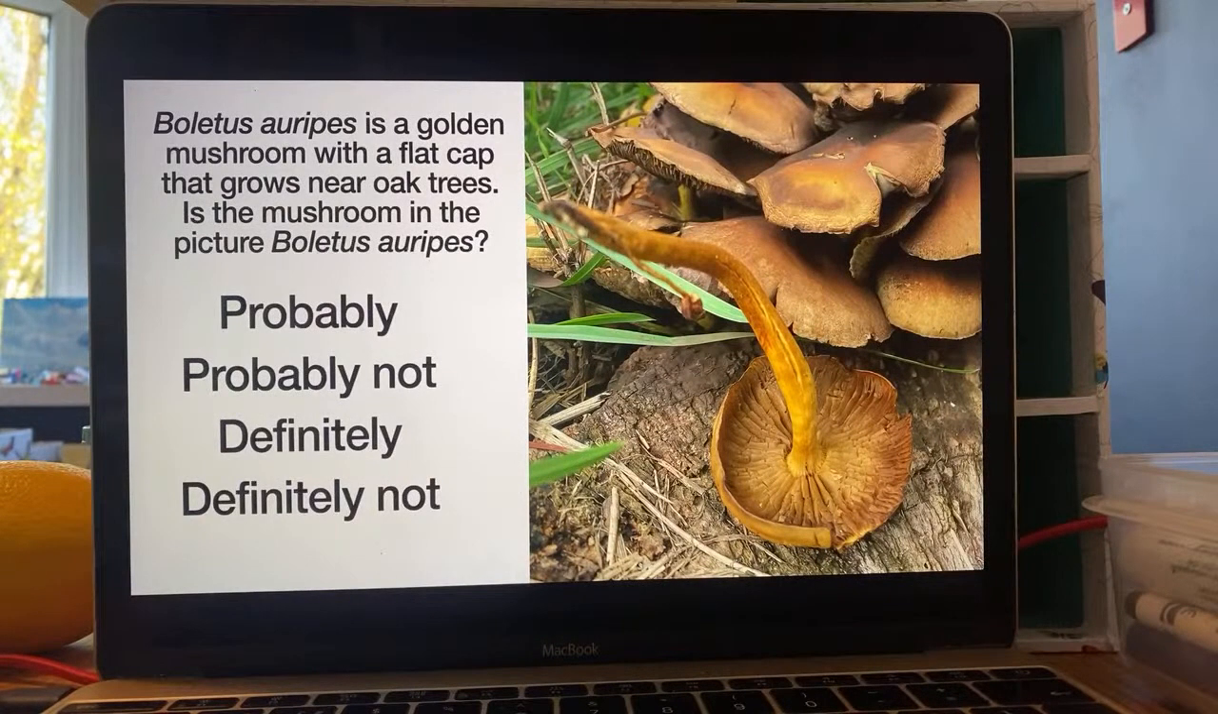And finally, no one was getting this on Facebook. Boletus, I don't know how you pronounce that. Oripes, is it? Boletus oripes? It's a bolete mushroom anyway. This bolete mushroom is a golden mushroom with a flat cap that grows near oak trees. Is the mushroom in the picture this bolete mushroom that I'm describing? Probably, probably not, definitely, or definitely not. What do you reckon?